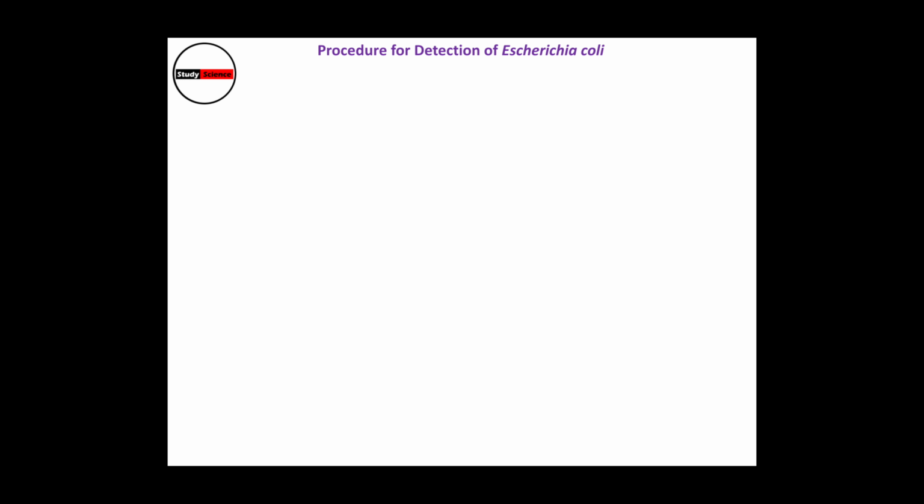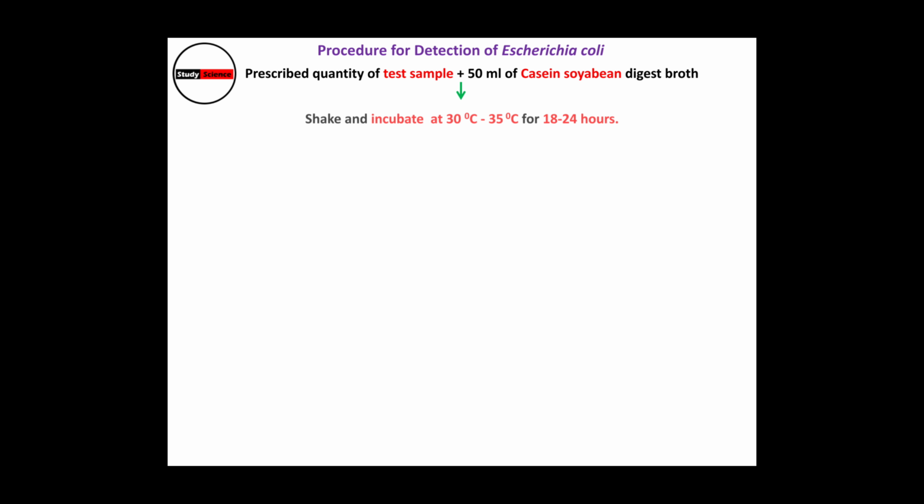Procedure for detection of E. coli. Take a prescribed quantity of test sample and add 50 ml of casein soybean digest broth. Then shake it and incubate at 30 degrees Celsius to 35 degrees Celsius for 18 to 24 hours.